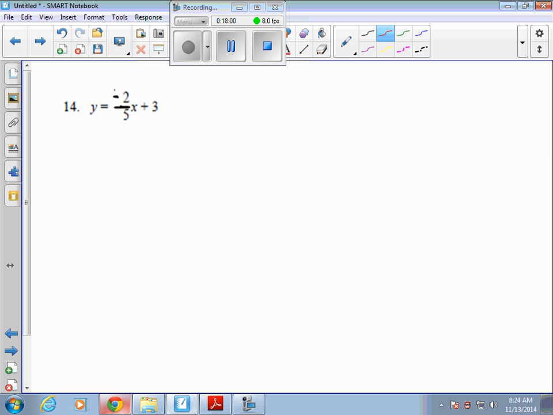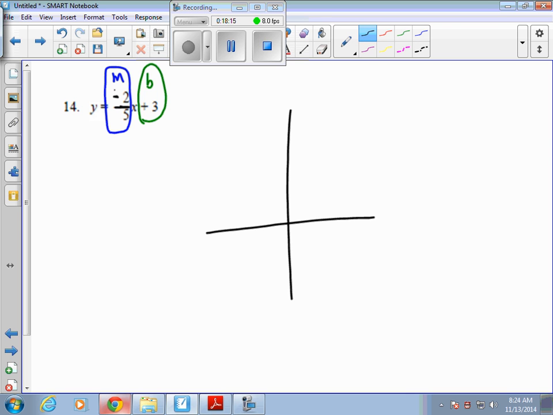Number 14, we're still graphing. Y equals negative 2/5 x plus 3. Again, this is in mx plus b form. Here's your m, negative 2/5. Here's your b, tells you where to begin, positive 3. So begin at positive 3 on your y-axis, 1, 2, 3. There's our first point on your y-axis.